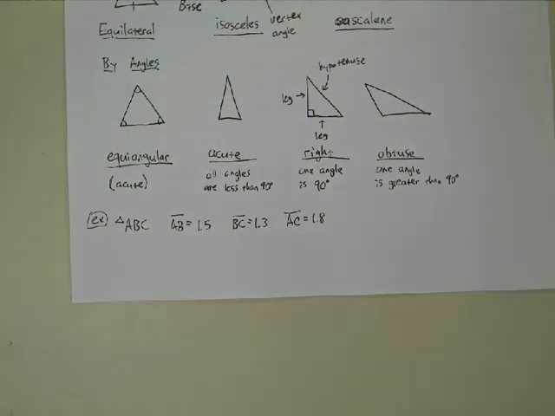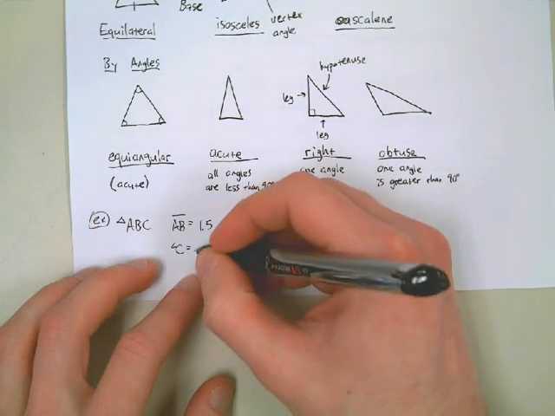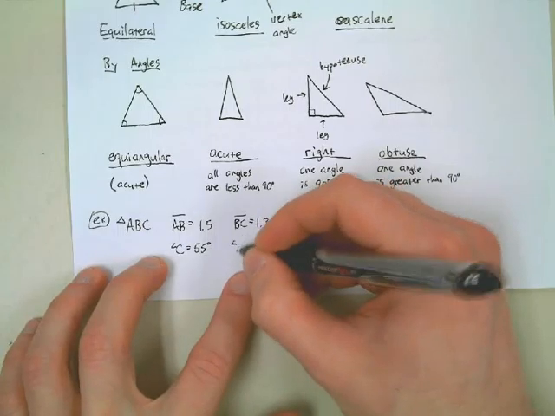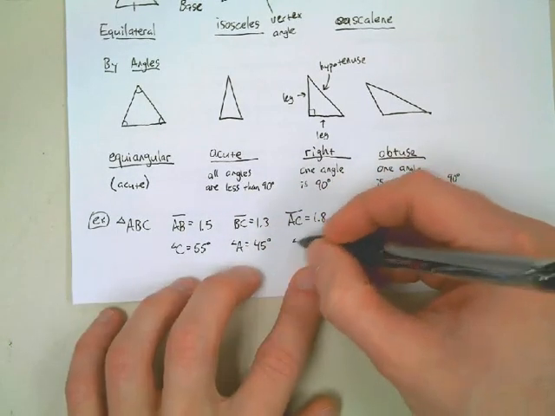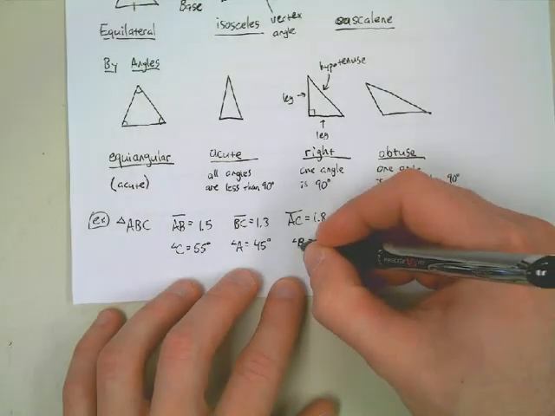And then I have angle C. It has a measure of 55 degrees. I have angle A. It has a measure of 45 degrees. And then I have angle B. I already did angle C. Angle B is 80 degrees.